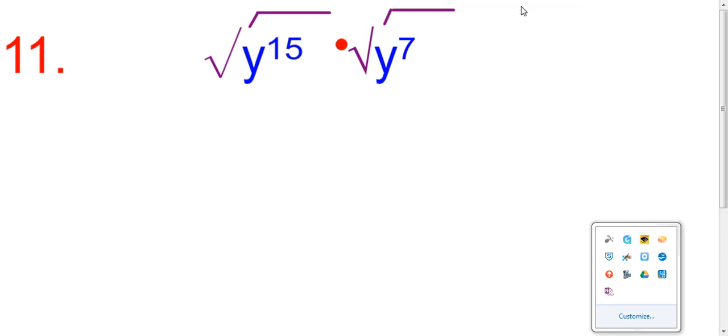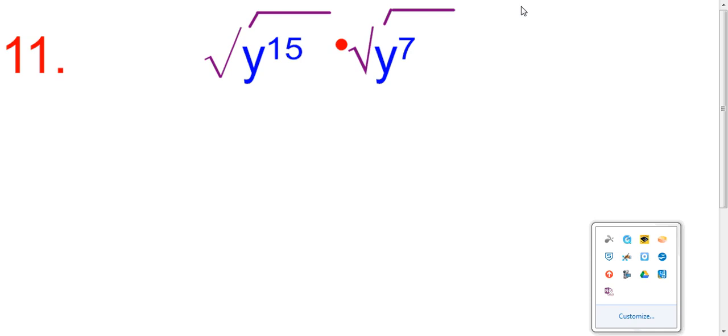Okay, in this lesson we will be looking at how to simplify radicals that have variables in them when you are multiplying them. And so we will just do a couple quick problems here together. Here you can see that you have two radicals that you are trying to multiply.